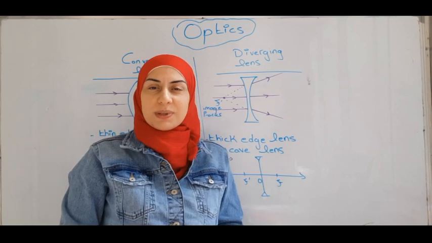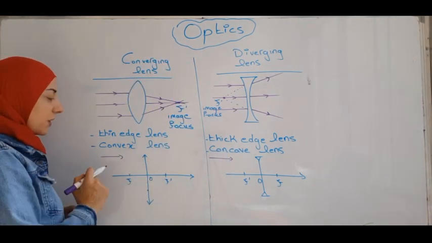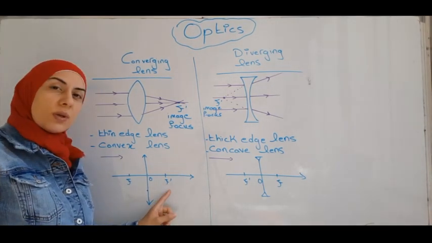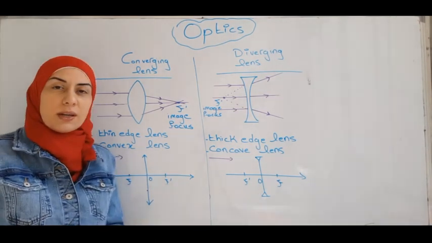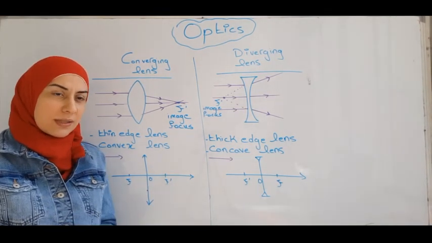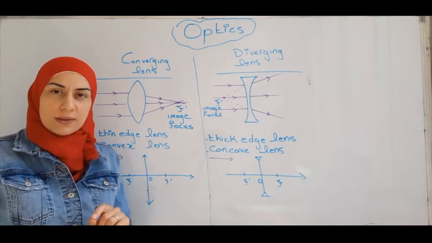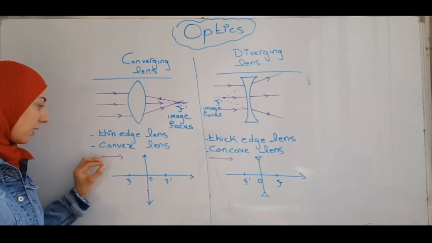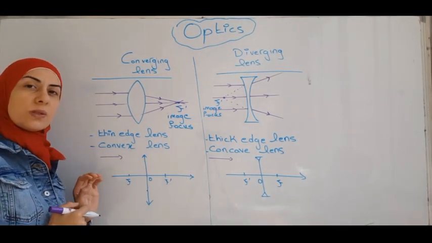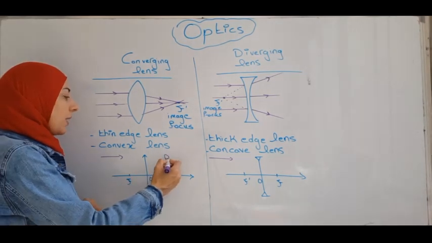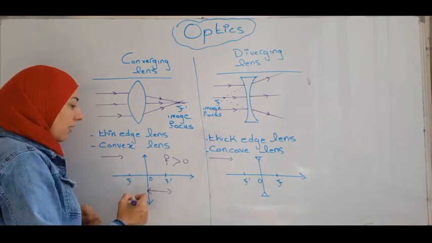Now let's move to the symbol of each lens. The converging lens has this symbol. This is the optical center O, and this is the image focus F prime and the object focus F. F and F prime are symmetric relative to O. In a converging lens, OF prime has the same direction as the direction of propagation of light. So if we put the source of light here, the direction of propagation of light is from left to right, and OF prime is also from left to right. So the focal length is positive, where the focal length is the distance between O and F prime.